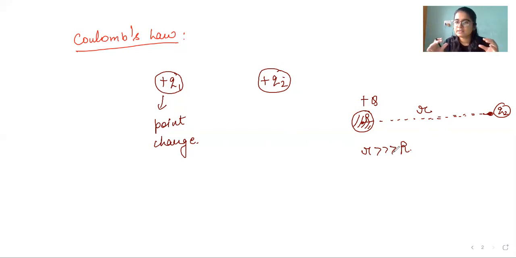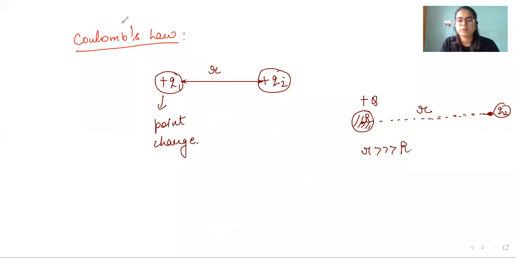If the distance between these two charges is very large compared to the size of each object, then the charges on the bodies will act like point charges. Clear? Coulomb's law is only valid for point charges. So suppose you have two point charges separated by a distance R. R is the separation.